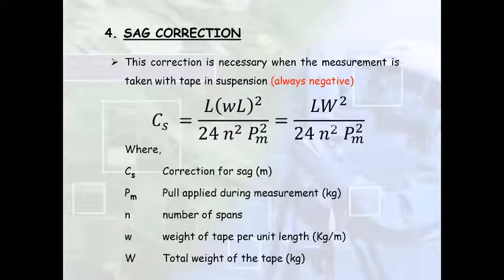So this n gives you the number of spans. So again, this is in the denominator. So the more the spans, lesser the correction. So if I have the whole measurement in one go, this n would be equal to 1. So this factor wouldn't do much in the equation. But if I have more number of spans, and again, the number of spans depends on you, the sag correction will keep on decreasing.